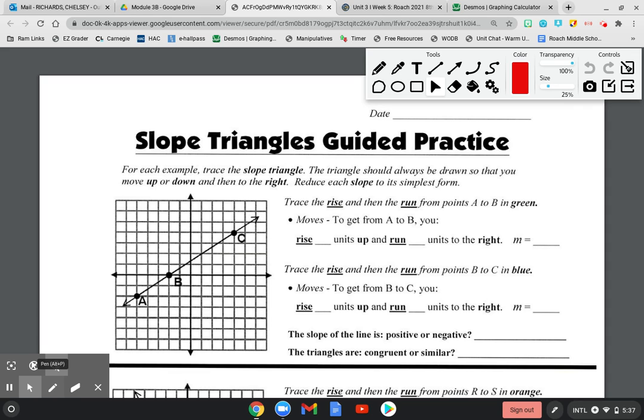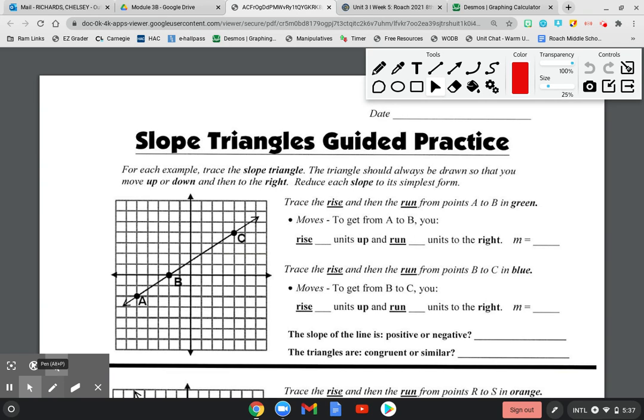Today we're going to talk about finding the slope of a line using just a graph. This is always one of the hardest ones to do, so I'm going to show you a very easy way. What we are going to do is find 2 points on the graph and trace the rise over the run.